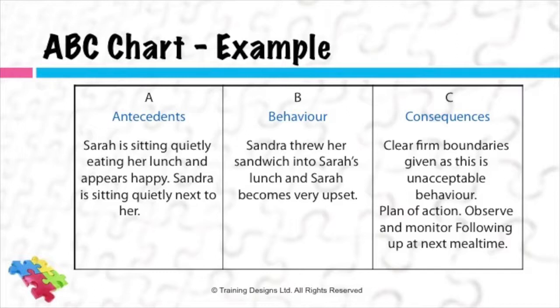So how did you get on? Here's an example to look at. As you can see from the chart, under A we've recorded what happened prior to the behaviour. Then under B we've actually described the behaviour. And then under C, the consequence, which was how both children were communicated with, and also the plan of action.